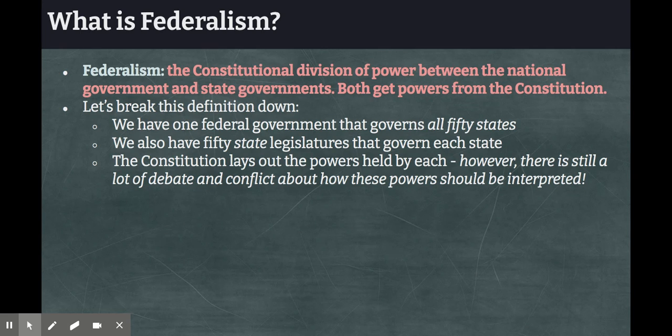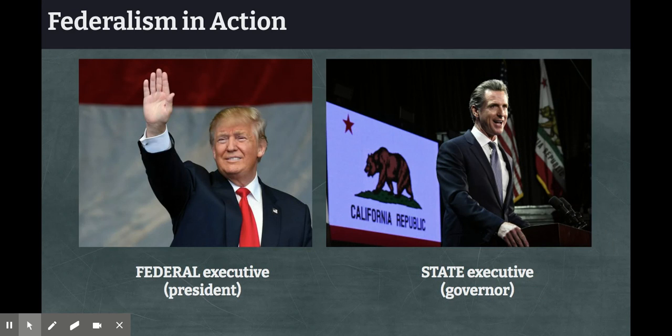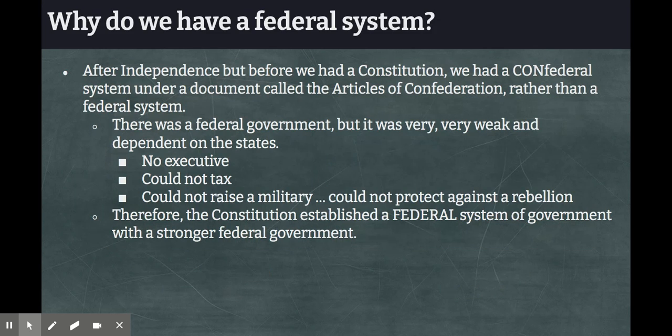However, there's still a lot of debate and conflict about how these powers should be interpreted. So if you've heard debates over states' rights, that's what this is getting into. All right, so just some illustrations there. We've got our federal legislature, which is Congress over in DC. And then we've got our state legislature, which in our case would be the California State Legislature in Sacramento. All right, just another illustration. We also have a federal executive, that would be the president. And then we've also got state executives, and for us, that would be Gavin Newsom.